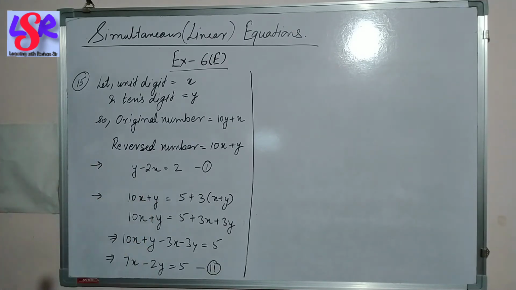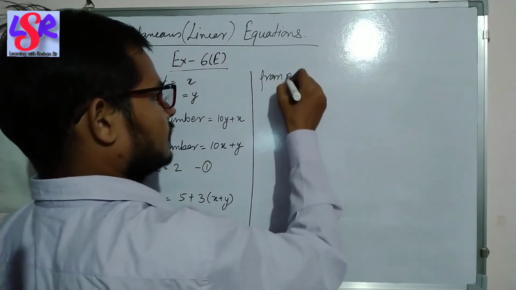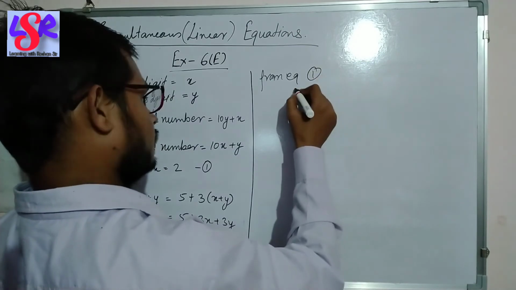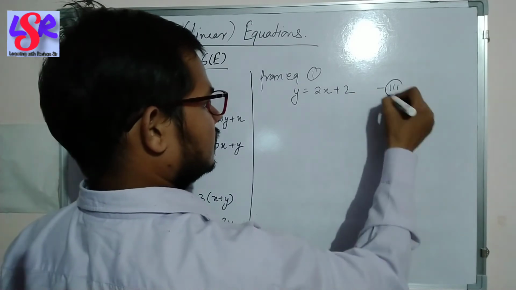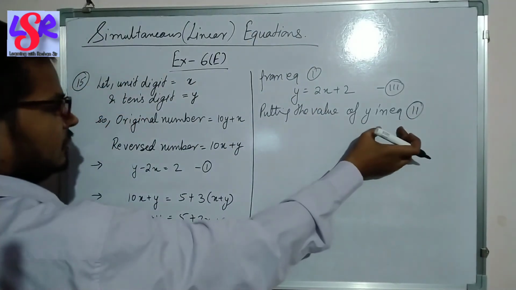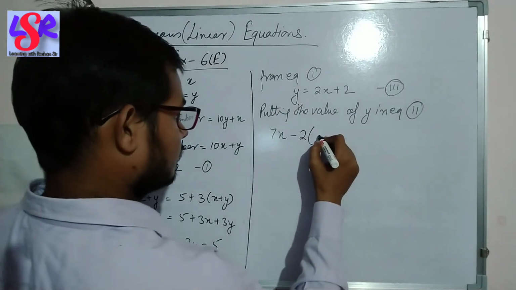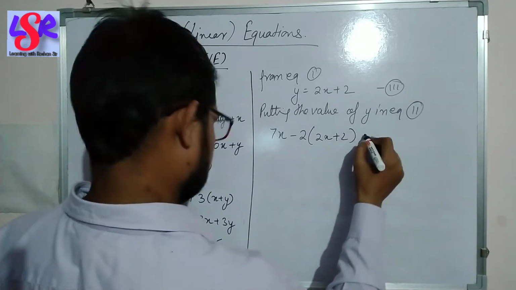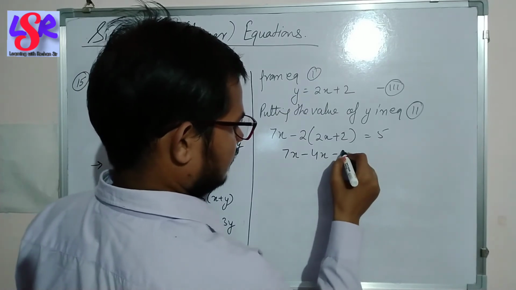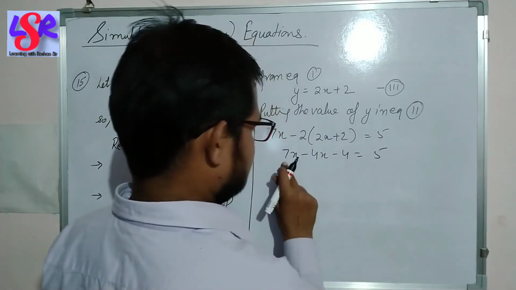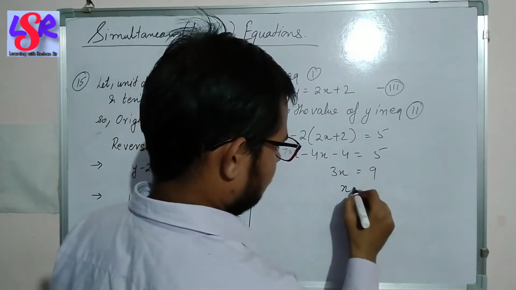Now we can find the value of y from the first equation and put it over here. So from equation 1, y equals 2x plus 2. This one will be the third equation. Now putting the value of y in equation number 2, we get 7x minus (2x plus 2) equals 5. And here we have 7x minus 2x minus 2 equals 5. 7 minus 2, that is 5x equals 7. And here x will be equal to 3.